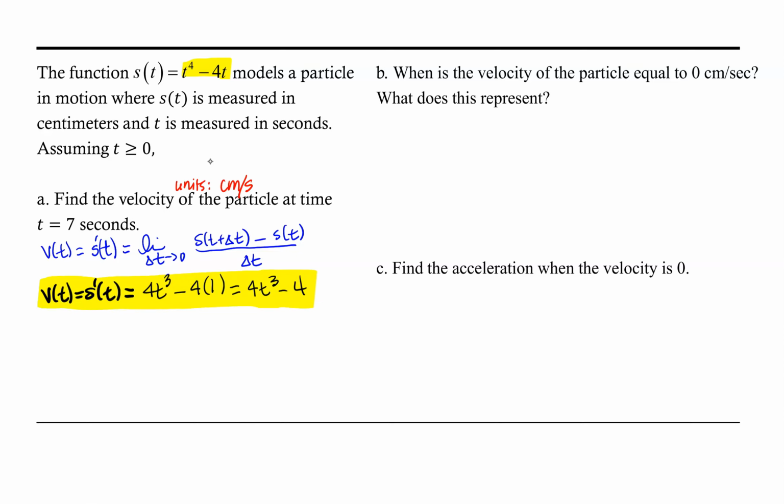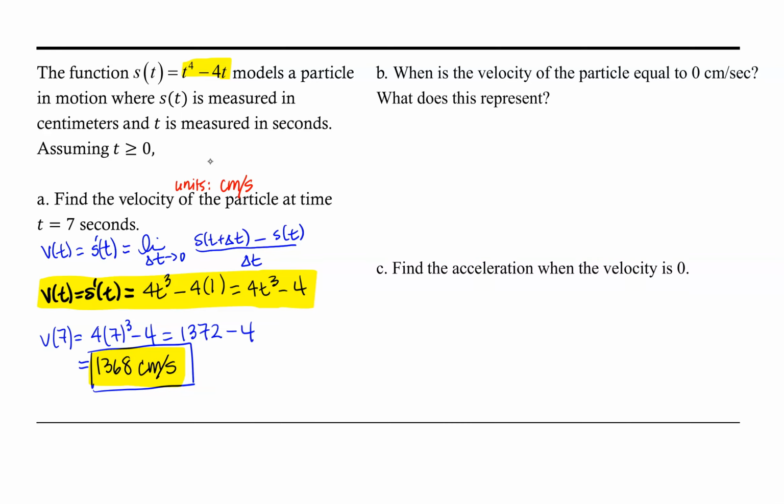And now we're asked to evaluate that at 7 seconds. So v at 7 will be 4 times 7 cubed minus 4, which is equal to 1,372 minus 4, which is equal to 1,368 centimeters per second. And always include units in your answer when there are units in the problem.